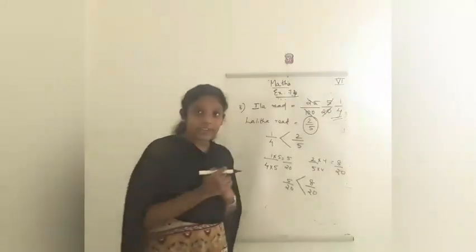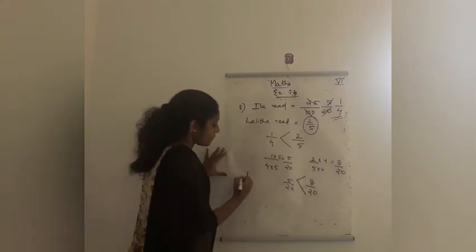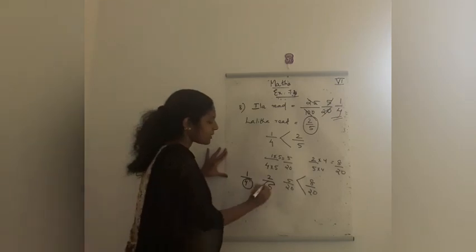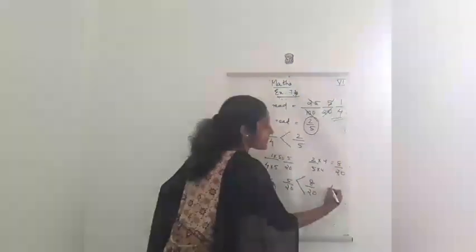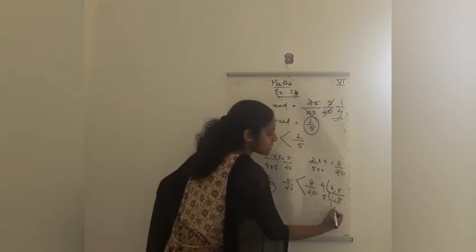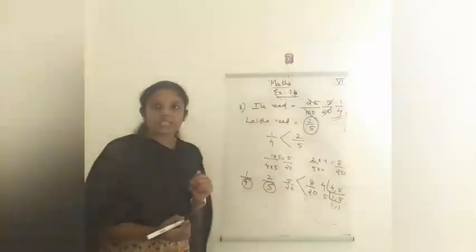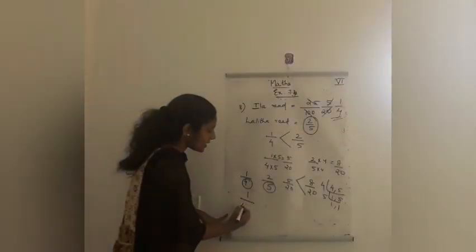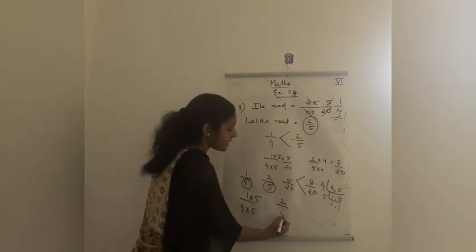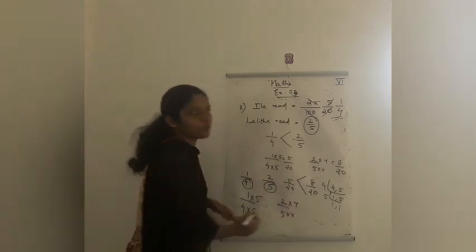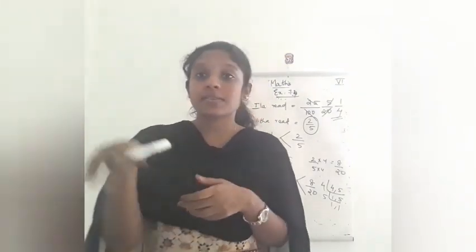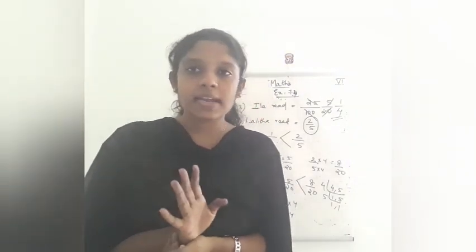Okay, so what did we do? Our fractions were 1 by 4 and 2 by 5. To make the denominators the same, we take the LCM of 5 and 4. When you do the LCM you will get 20. So we have to make the denominators 20. To make 1 by 4 into 20, multiply the numerator and denominator by 5. To make 2 by 5 into 20, multiply the numerator and denominator by 4. Then Lalitha has read more. In the question they asked who has read less, so Ila has read less.